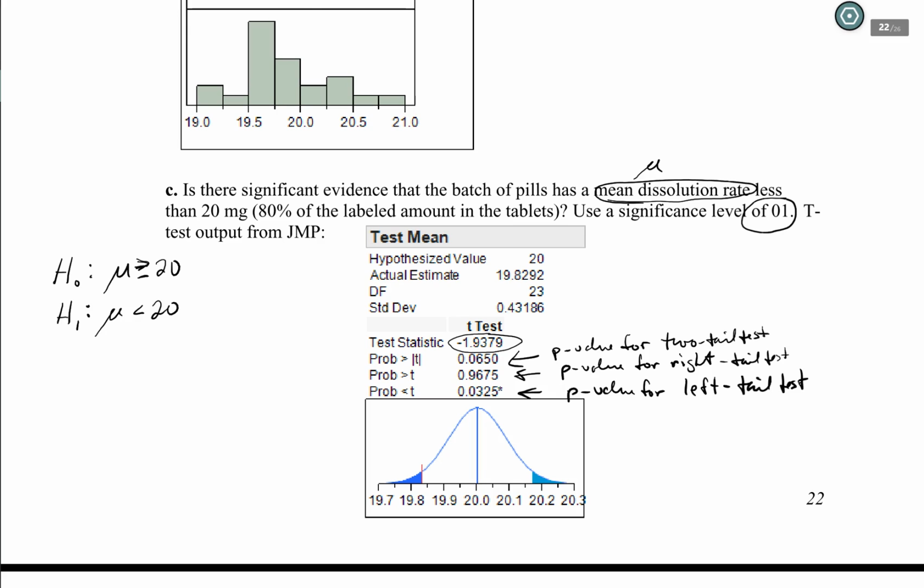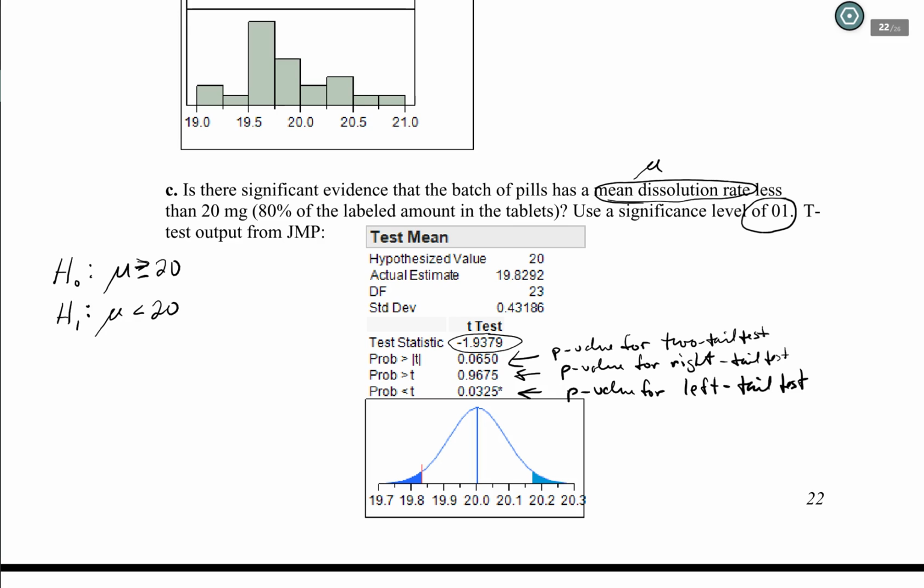But if the alpha was larger, if it was 0.05 or even 0.10, we would reject the null and accept the alternative. So the setting of alpha to be 0.01 is a reflection of being very careful to guard against a type 1 error. We don't want to erroneously conclude that mu is less than 20 when in fact it's not. The consequence there is higher than it is for a type 2 error. Okay.